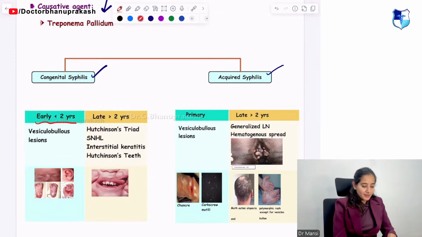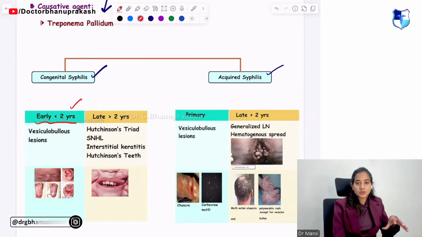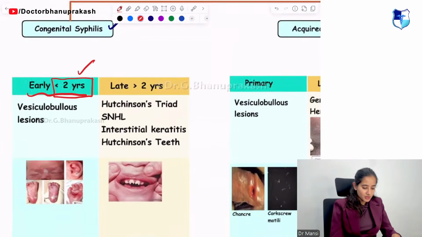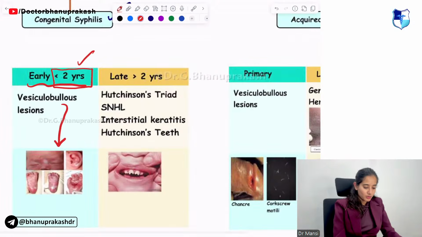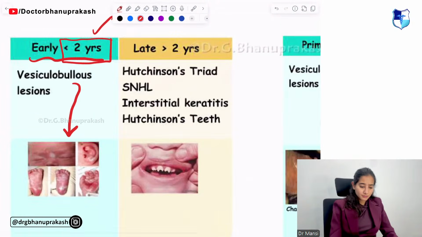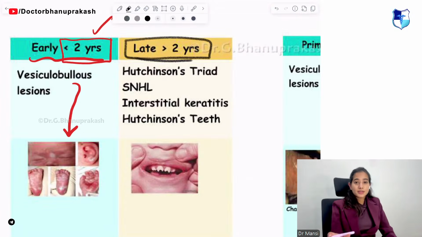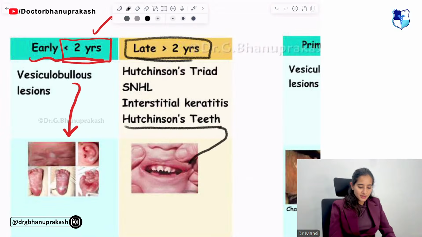So early congenital syphilis will be there in patients or babies less than 2 years of age. The type of lesions present are vesiculobullous lesions, as you can see. And in late syphilis, which is present in patients more than 2 years of age, the classical finding is Hutchinson's teeth. The incisors are seen like this, which is called Hutchinson's teeth.